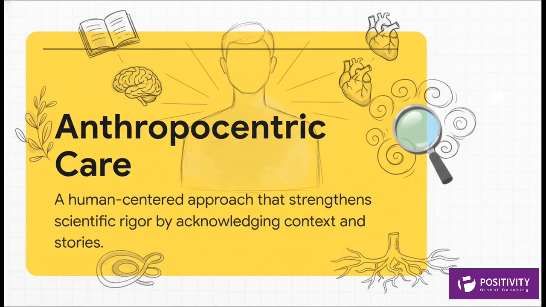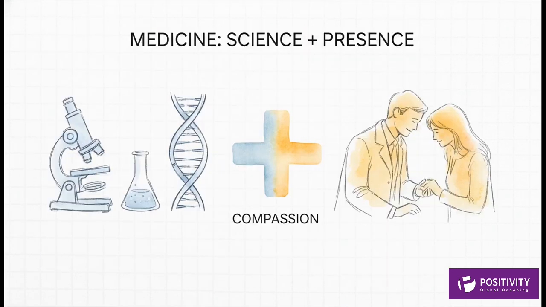This is what the source calls anthropocentric care. It's a human-centered approach. And here's the kicker. It doesn't water down the science. Actually, it strengthens it. It strengthens scientific rigor by acknowledging that our bodies don't exist in some kind of vacuum. They exist inside of contexts and minds and stories. And that right there brings us to the core argument of this whole analysis. And it's summed up perfectly on this slide. This is not a call to get rid of the amazing tools of modern science. The point is that medicine doesn't need less science. It needs more human presence to make that science truly, deeply effective.